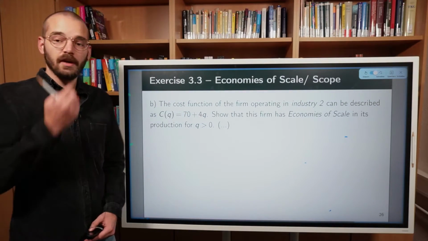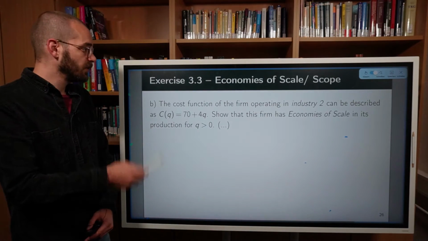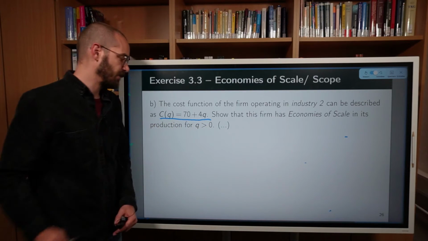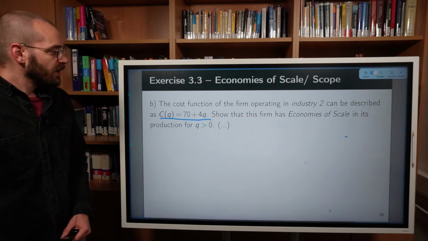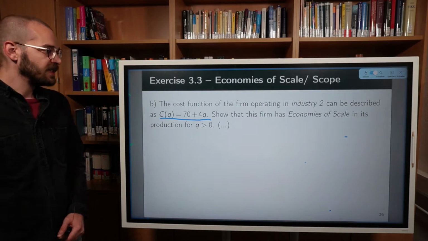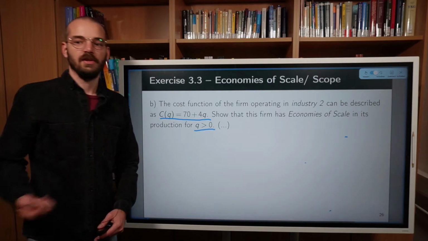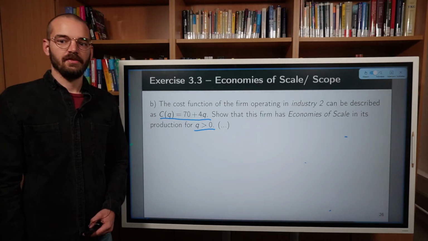All right, to the next industry. Next industry, similar setting. There is one single firm, and we again know the production function of this firm. It reads 70 plus 4Q. And we are now asked to show that this firm has economies of scale in its production for any Q larger than 0. Okay, so same approach that we just followed.